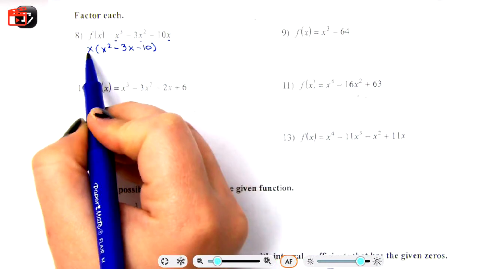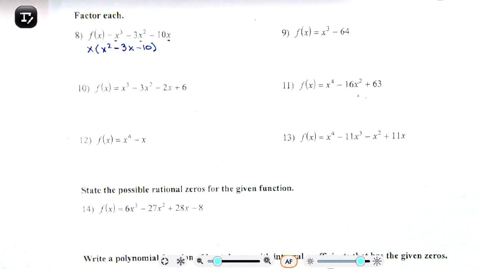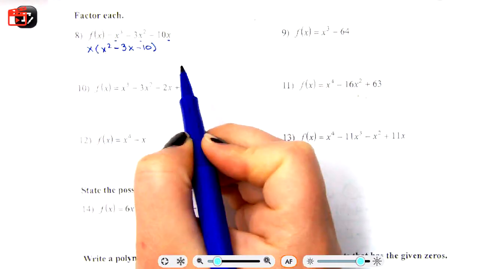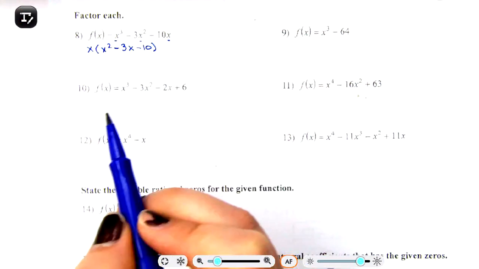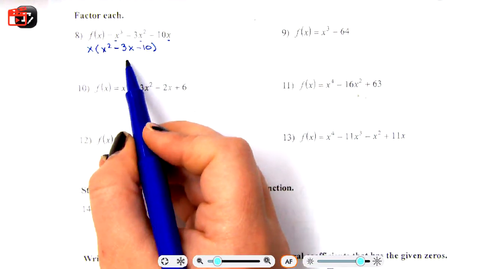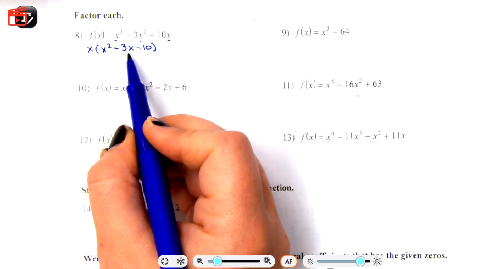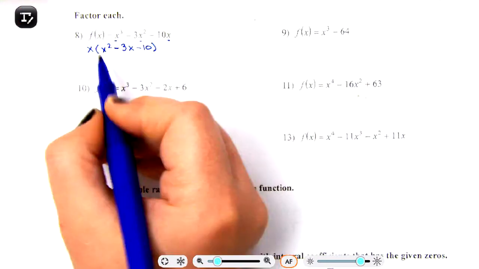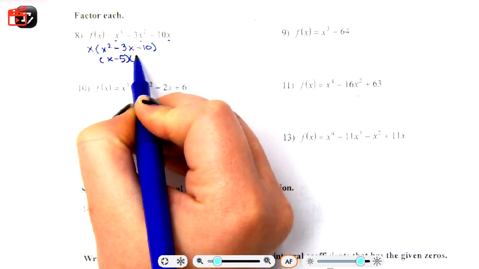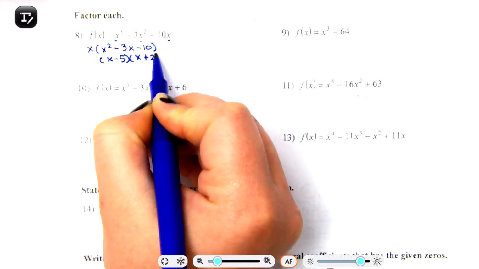So this x, we leave it for right now. We don't forget about it. But I need to factor this further if I can. If I cannot, then I can't. Okay, two numbers that when I add them together give me -3, but when I multiply them give me -10. In this case, it's going to be x minus 5, x plus 2. And again, don't forget that x.